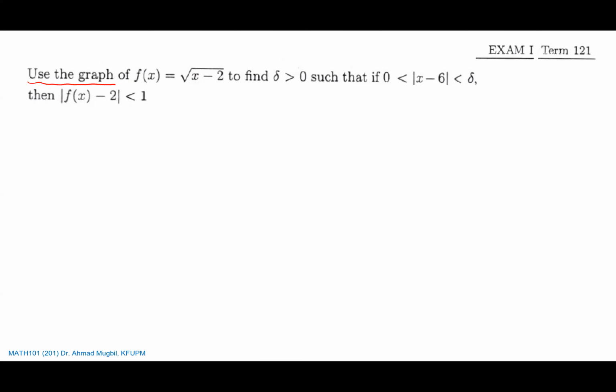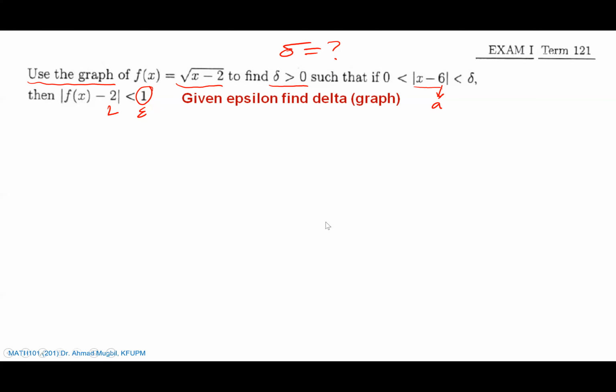Now use the graph of this function, which is easy. You can sketch the graph of this function. It is just the square root of x shifted 2 units to the right. To find delta, again, ya shabab, our task is to find delta such that if the distance between x and 6 is less than delta, then the distance between f and 2 will be less than 1. So what do we have here? We have epsilon, this is epsilon, this is L, and this is a. In this type of problems, epsilon is given, and you need to find delta.